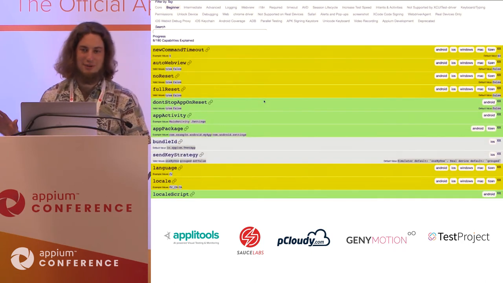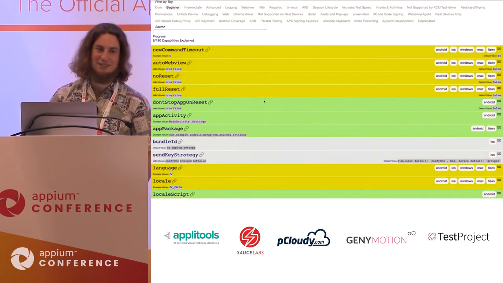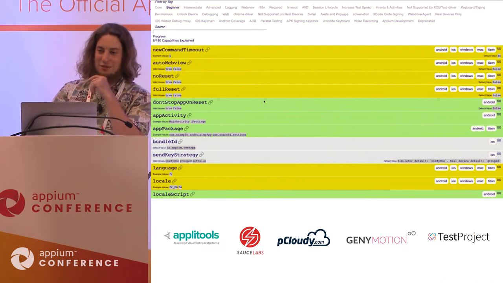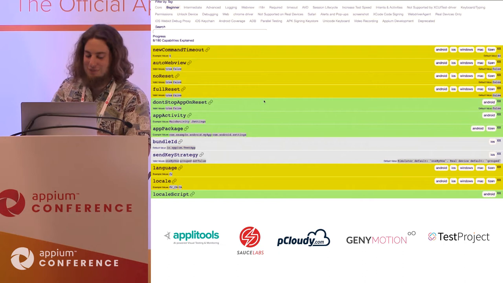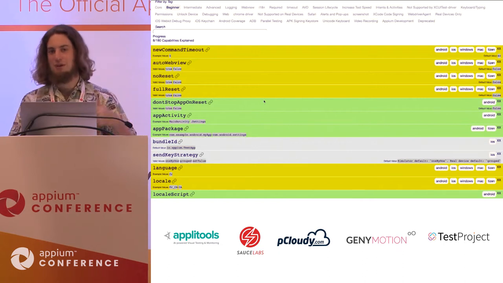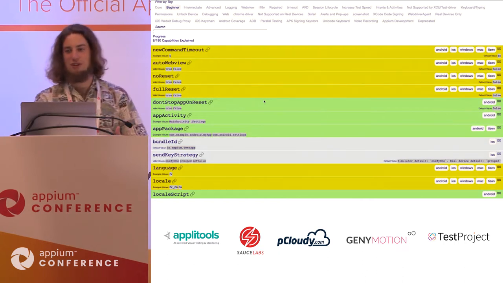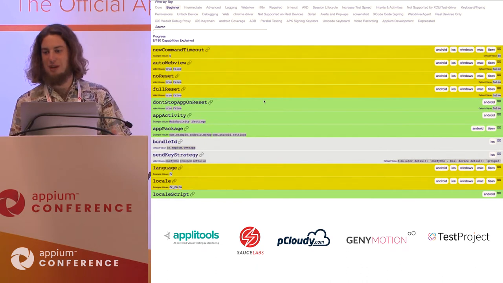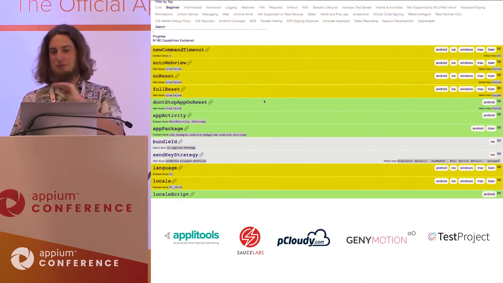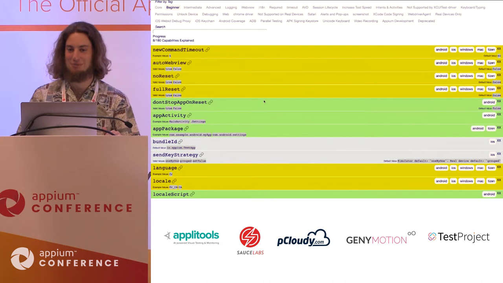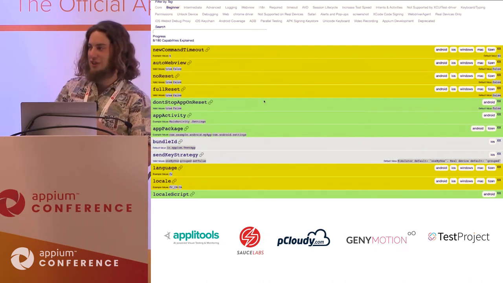New command timeout. I love this one. Everybody hates this one. I really don't know whether or not this should be in it or not. The new command timeout is basically how long Appium will sit there and wait for your next command before deciding that you've completely given up and you're switching jobs. And so it'll just sit there.